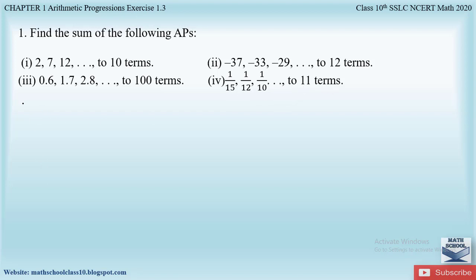Therefore, let us take the first part of question 1 first. So it is 2, 7, 12, and so on to 10 terms. Let us first write down the sum formula, which is given by Sn is equal to n divided by 2 into 2a plus n minus 1 into d.